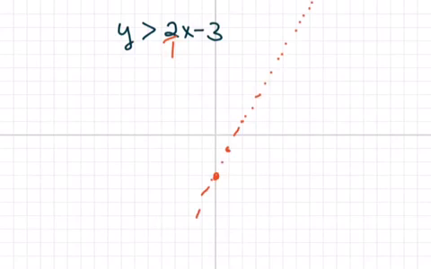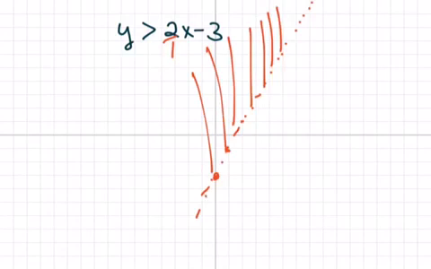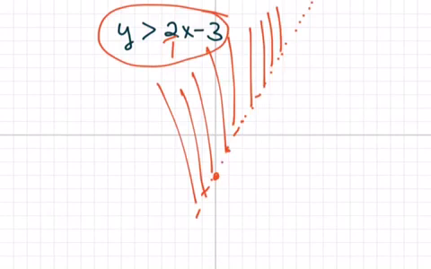Okay, and then from there we are shading above the line, so at any point on the line we are shading up. So the point is that any place that is darkened makes this inequality true. But the actual boundary line itself does not make the inequality true. Only values that are larger than it.